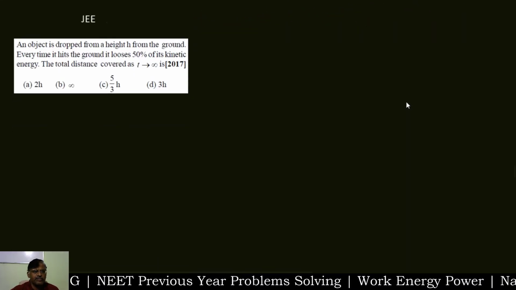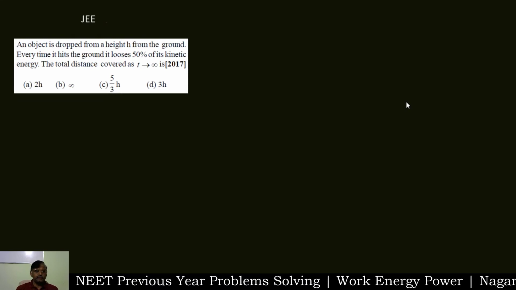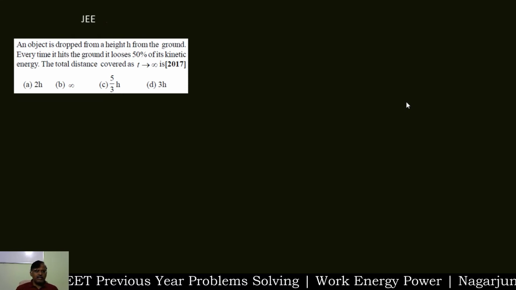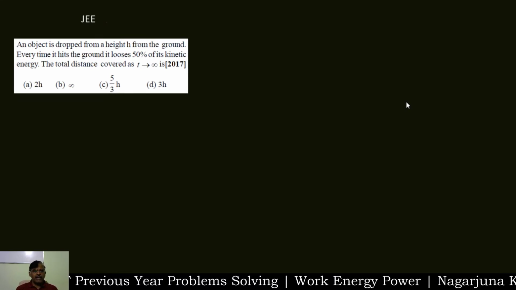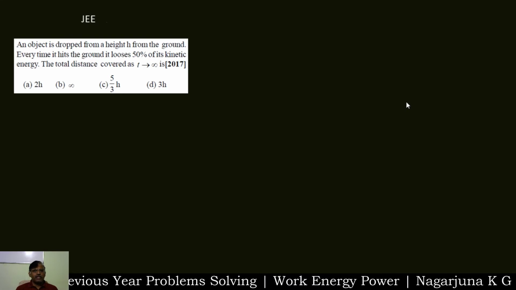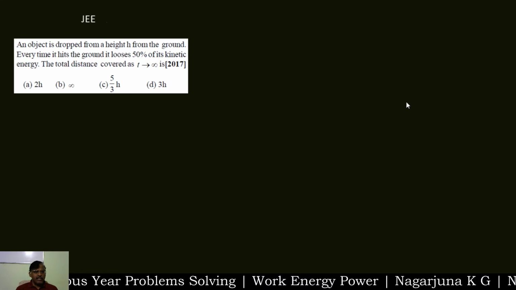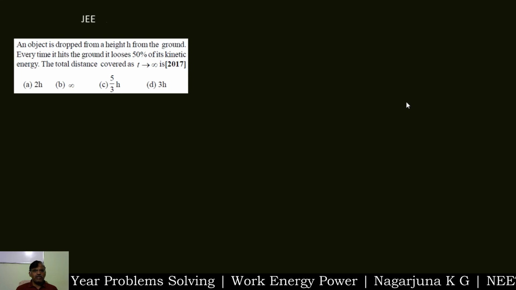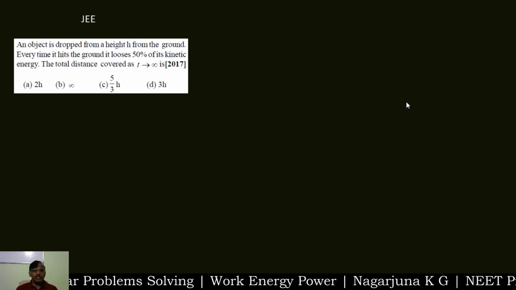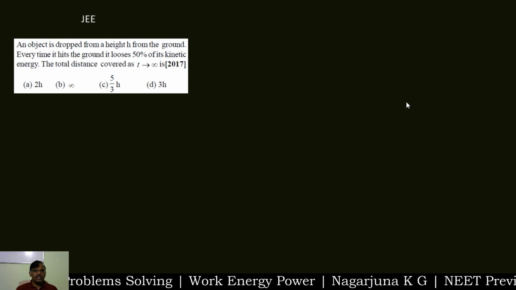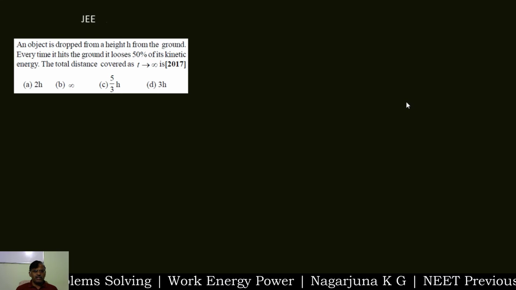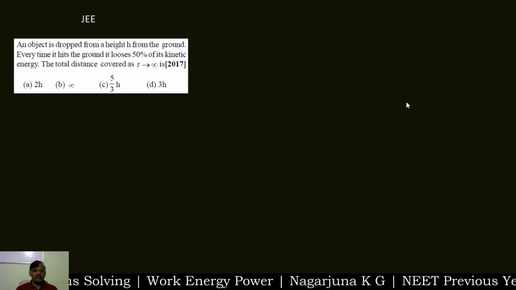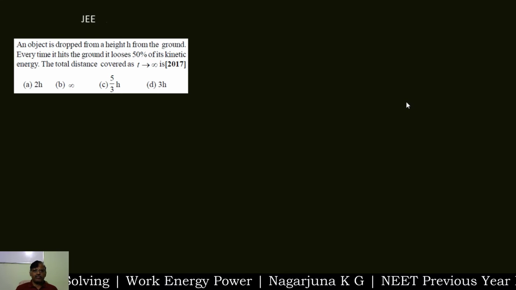Next question. An object is dropped from a height h from the ground. Every time it hits the ground, it loses 50% of its kinetic energy. The total distance covered as t tends to infinity is?